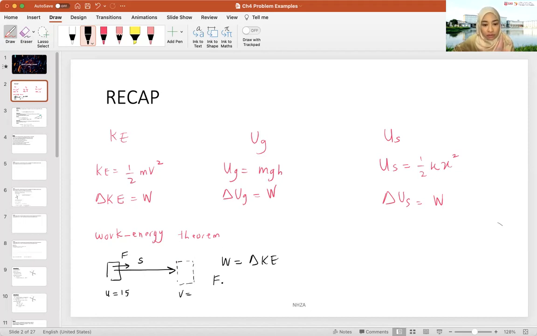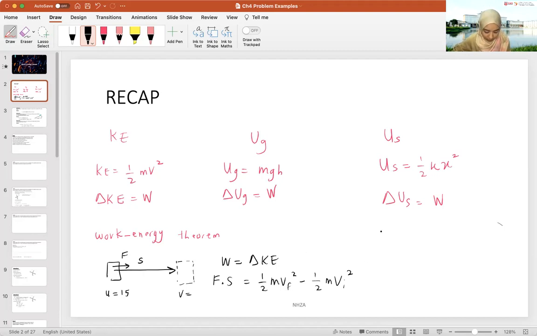So F dot S, solve that first, and then this becomes 1/2 mv final squared minus 1/2 mv initial squared. You know what U is, you know what the mass is, you know what F and S is, you can solve for your V final. So this is how you use the work energy theorem. Whenever your system is not experiencing a change in height, it does not have a spring, it only changes in terms of its velocity. So this is when you use it.